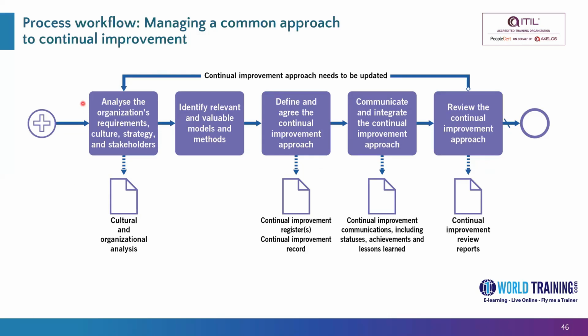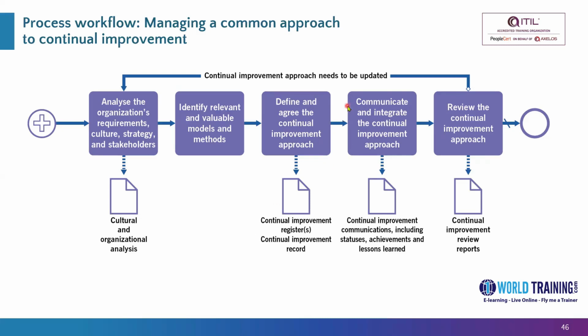And as noted earlier in the previous table, the first step is to analyze the organization's requirements, culture, strategy, and stakeholders. The output of that would be, in the first step, is the analysis of the culture and the organization. The second step would be to identify relevant and valuable improvement models and methods. The third step is to define and agree the continual improvement approach, and also establish the continual improvement register.